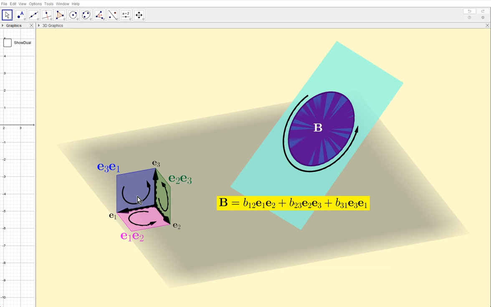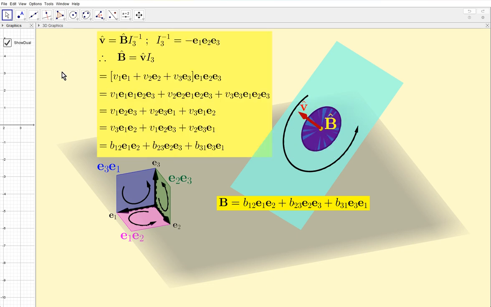In cases where we do want to use coordinates, GeoGebra can quite readily give us the components of vectors, but it does not, to my knowledge, have a built-in tool for giving components of bivectors. So we have to do that ourselves. And we'll give a numerical example at the end of this video. So how do we do this?